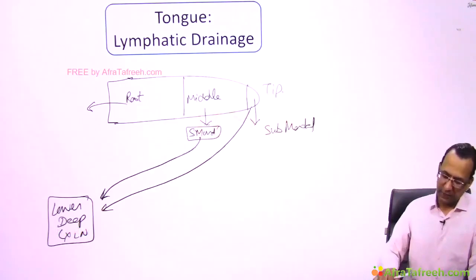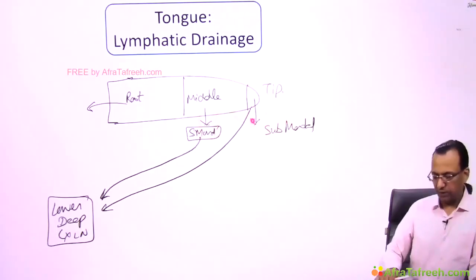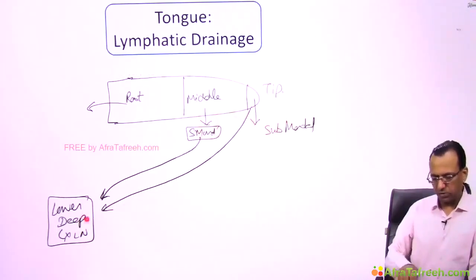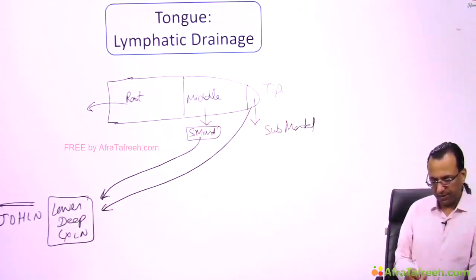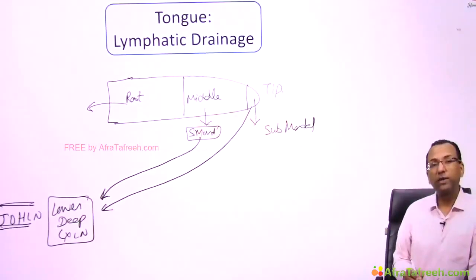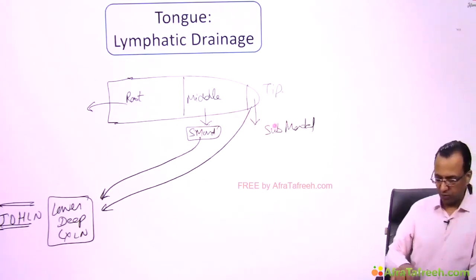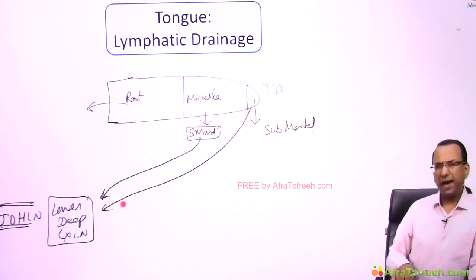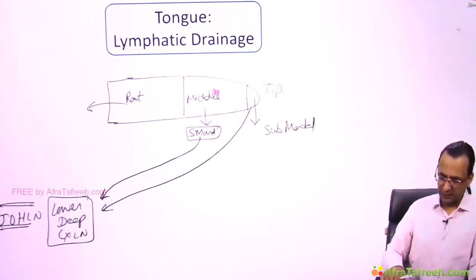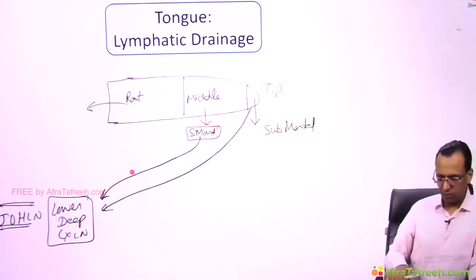So you're telling that tip of the tongue will drain to submental, will drain into lower deep. So are you talking about jugulo-omohyoid lymph node here? Yes, jugulo-omohyoid lymph node, lower deep cervical. Okay, so tip of tongue into submental, into lower deep cervical. And what about the middle? It is submandibular lymph node and into lower deep.